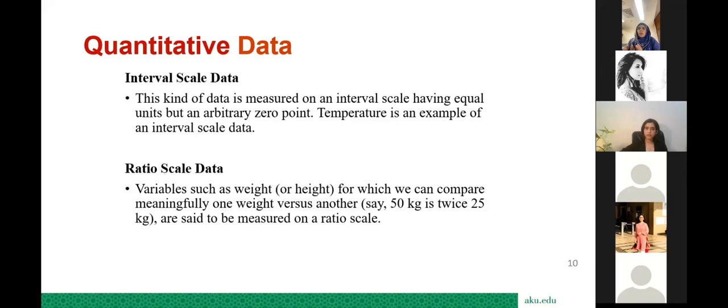While when we talk about ratio scale data, these are variables in which, of course, 0 has a value, and so that 0 means a 0. I mean, 0 is a 0. So that is known as ratio scale data. For example, weight, height, age, these all fall in ratio scale.